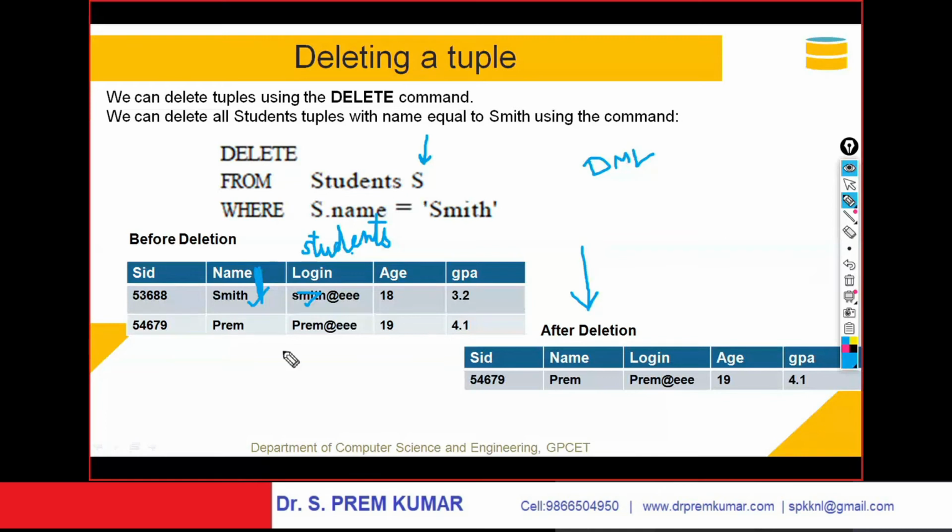Delete from students, from the students table, where S dot name is Smith, meaning the student's name is Smith, where name is equal to Smith. That will be deleted. Hence the Smith row will be deleted and the Prem row will remain. You don't have the Smith row. You came to know how to create a table, how to insert a row, and how to delete a row. Just a minute, please go through this. Try to memorize that delete statement.